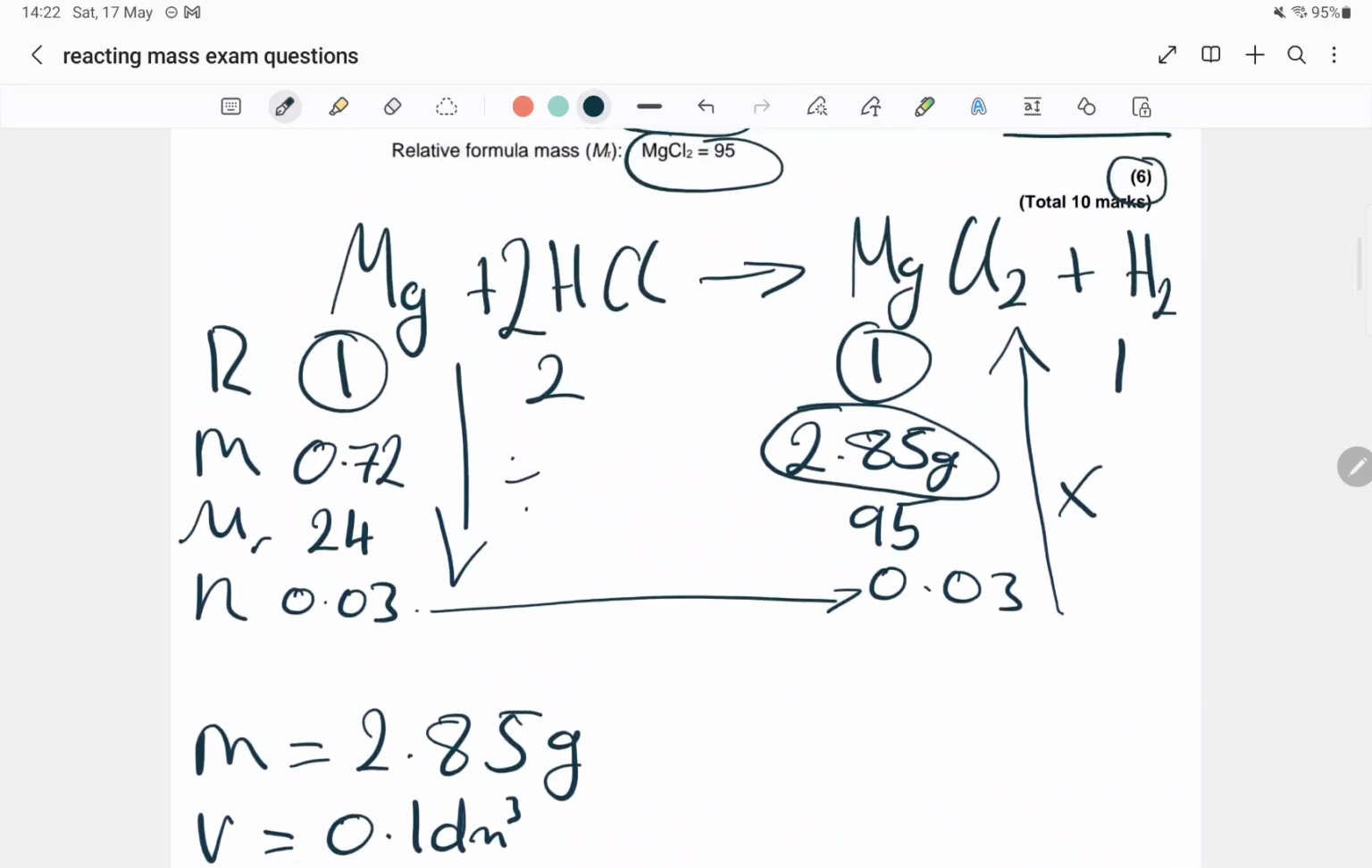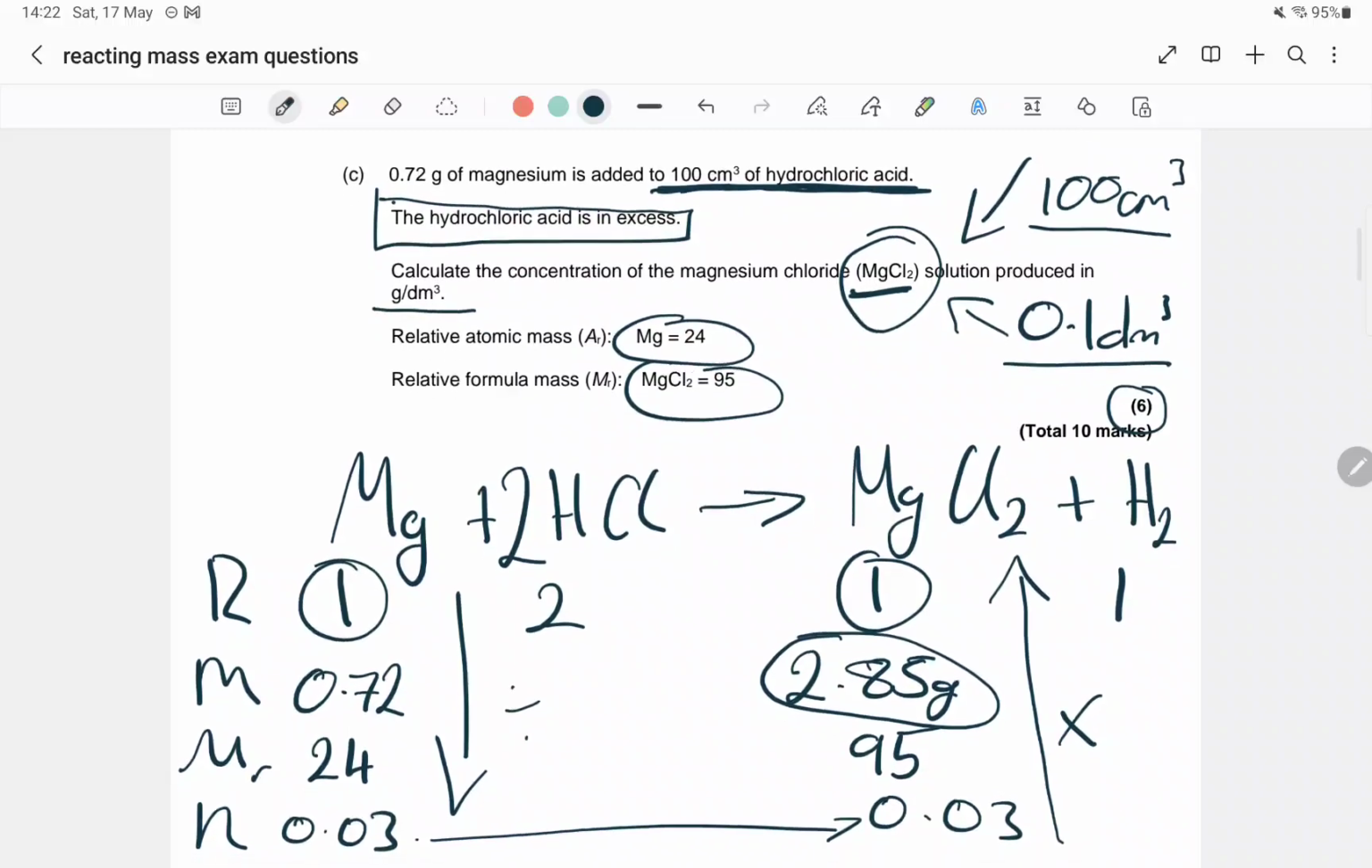I hope this has helped. The nice thing about these questions, even if you don't get the final answer, please always try and calculate moles because you will pick up marks quite easily on these questions. Same with the unit conversion. The unit conversion of 100 centimetres cubed to decimetres cubed, you're likely to pick up 1 mark as well. I hope this question has been useful.